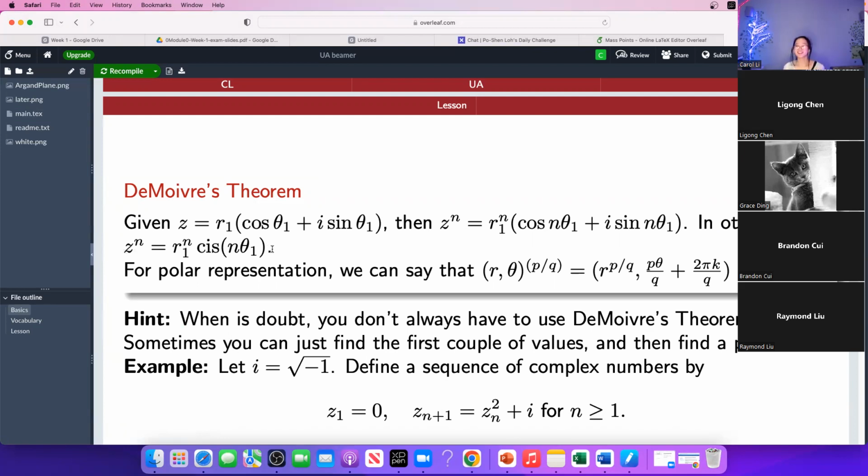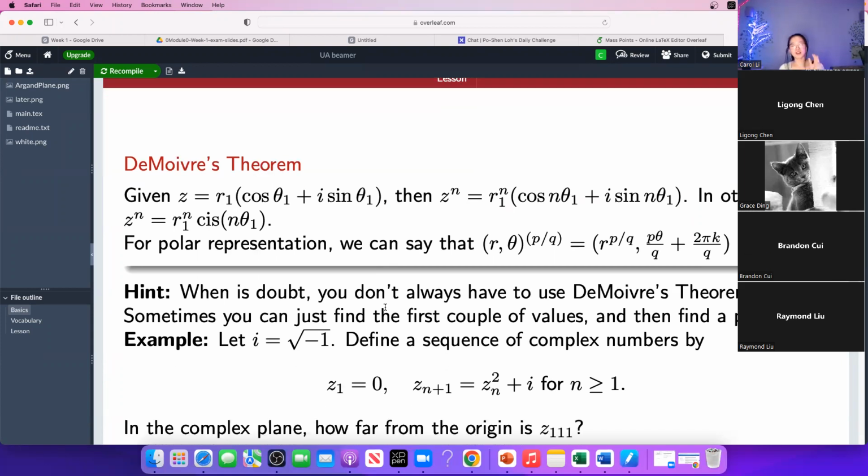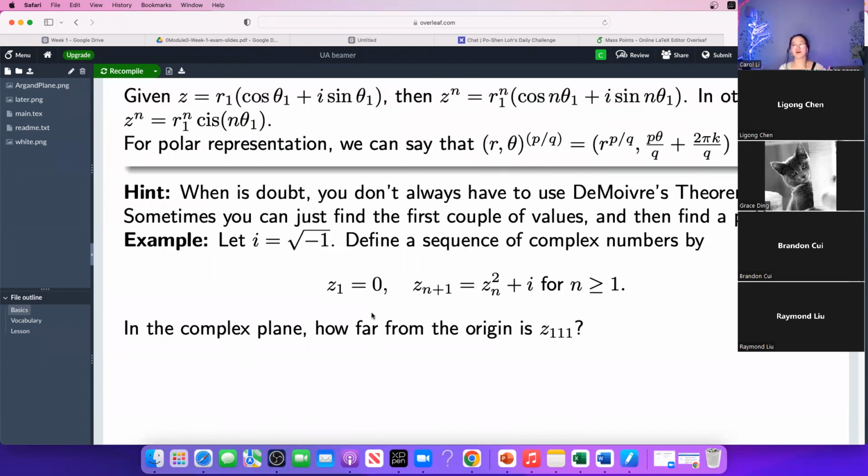Now, why is this important? This is actually the most important part you should know if you're going to learn advanced. You have to know De Moivre's theorem for AB. You have to know it. Whether you like it or not, you're going to have to get this idea of cis theta. But you don't actually always have to use De Moivre's theorem.